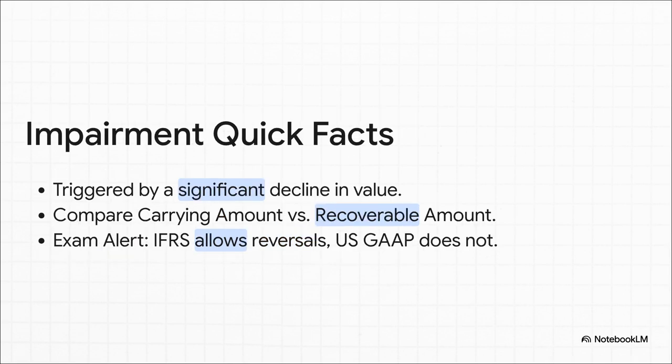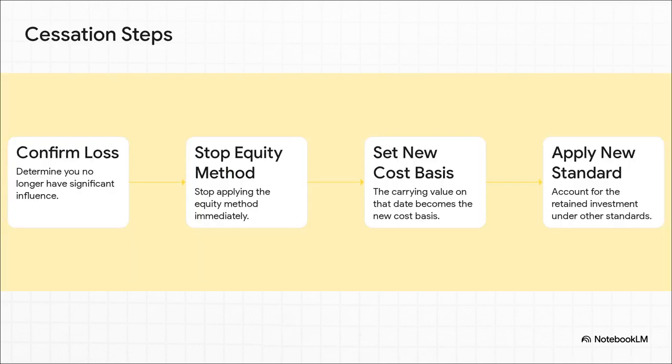See a huge drop in value? That's your trigger. The loss is simply the carrying amount minus the recoverable amount. And for the exam, I need you to burn this into your brain. IFRS allows reversals, US GAAP does not. Lock that in. And finally, cessation.